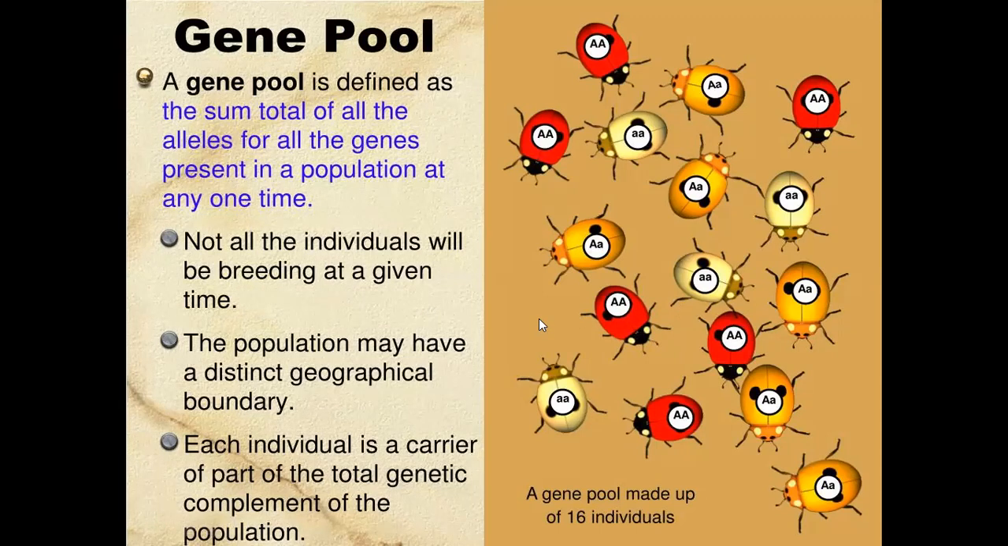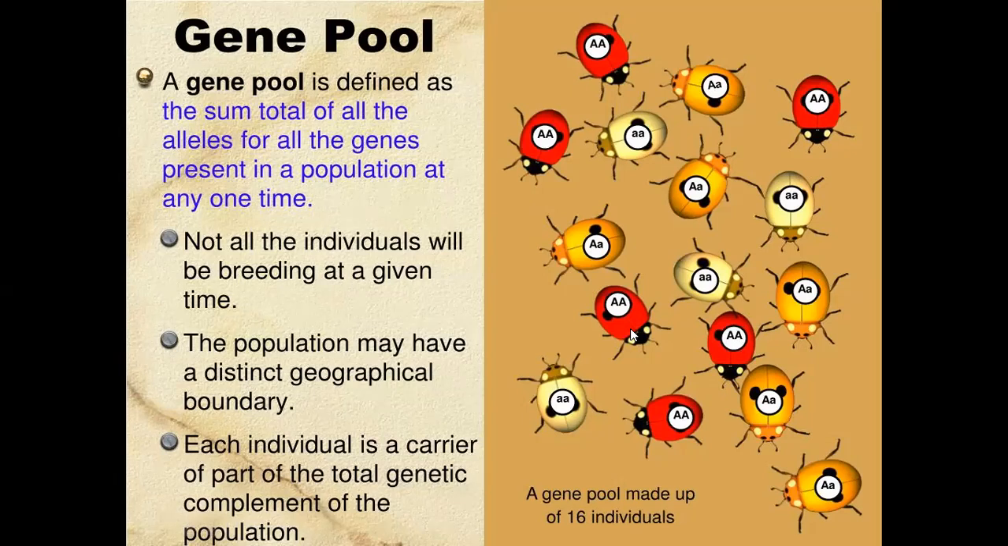Not all the individuals will be breeding at a given time. A population may have a distinct geographical boundary. Each individual is a carrier of a part of the total genetic complement of the population. Yesterday we had seen about Mendelian population. The group of individuals which interbreed among themselves is a population. A Mendelian population is a small interbreeding group of population.